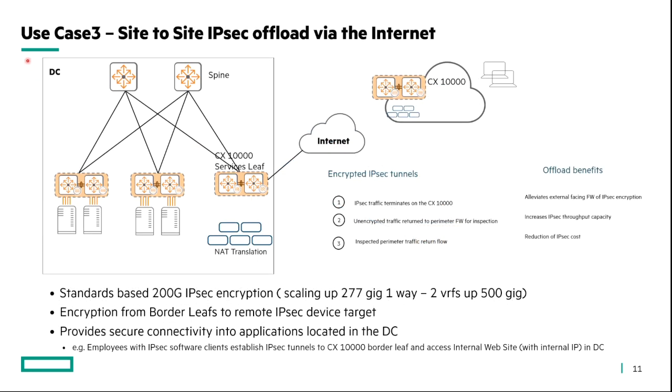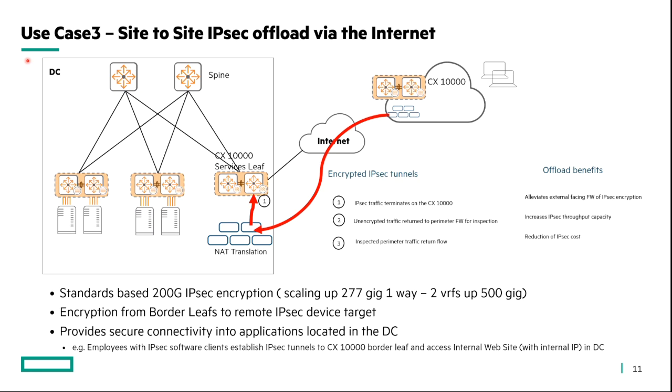So use case 3, site-to-site IPsec offload via the internet. The benefit of this is to offload some or all of the IPsec traffic from another device. In this example, it's a perimeter-based firewall, providing potential cost savings and potentially increased throughput of IPsec traffic due to some throughput constraints. So how this would work is the external facing firewall with NAT translation enabled will still be in place, providing perimeter firewall security features.